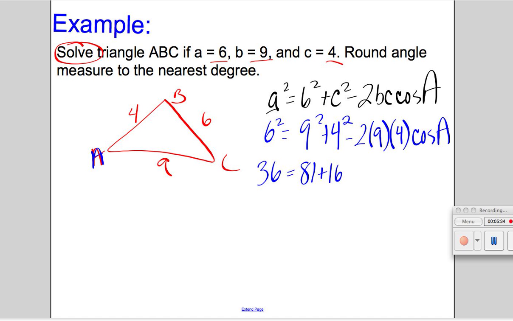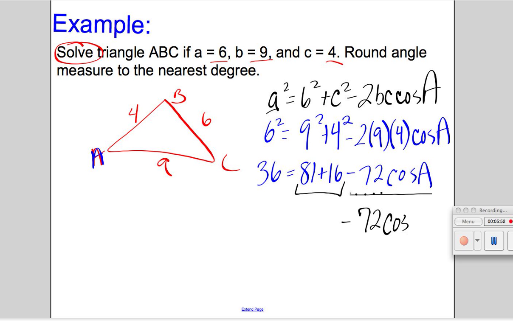So I'll work this out. 36 equals 81 plus 16 minus 72 cosine of A. Now be really careful here. Follow your order of operations. I can add these two together, but I cannot subtract this because it's multiplying with the cosine of A. So it's just going to copy down. And I'm going to add those two together, and 97 minus 72 cosine of A equals 36.